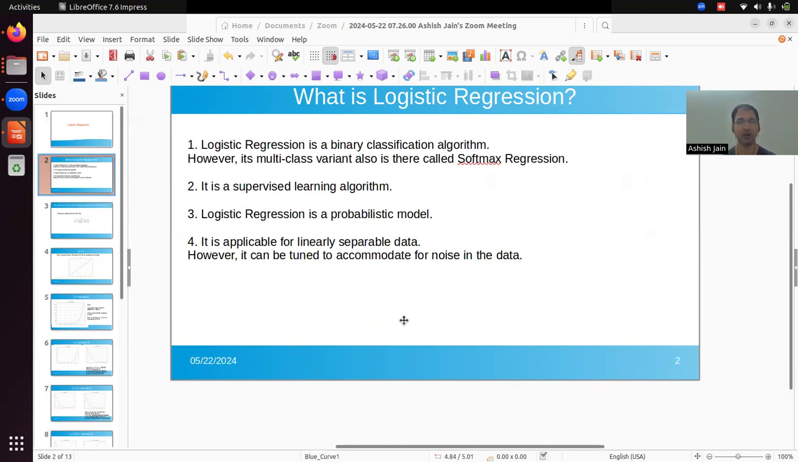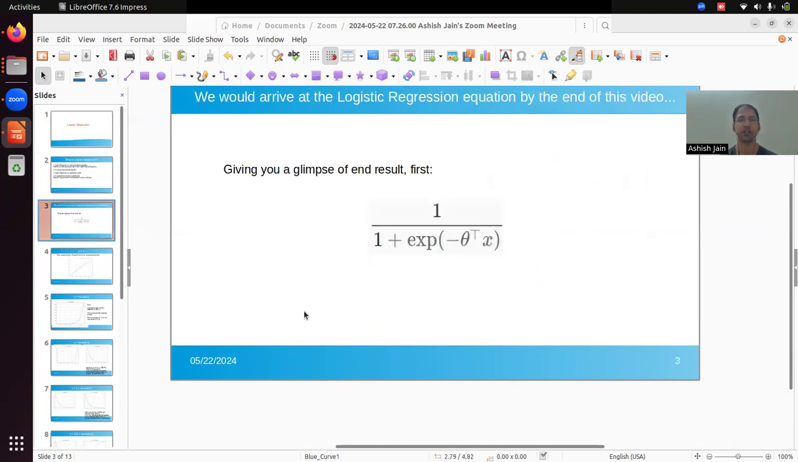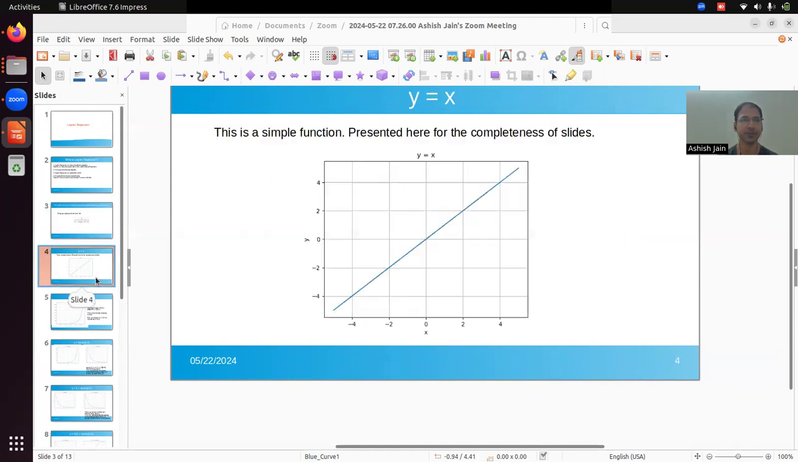Now we'll get into all of that in future videos, but this video is about the equation of logistic regression, giving you a glimpse of the end result first. Logistic regression equation is 1 upon 1 plus exponential of minus theta transpose x. Now let's break it down into constituent parts. Let's arrive at it first.